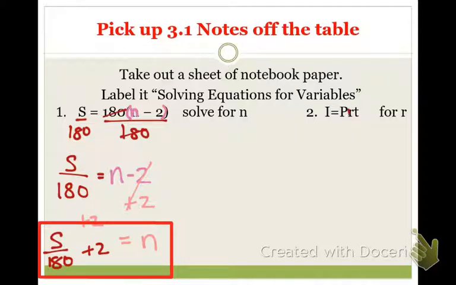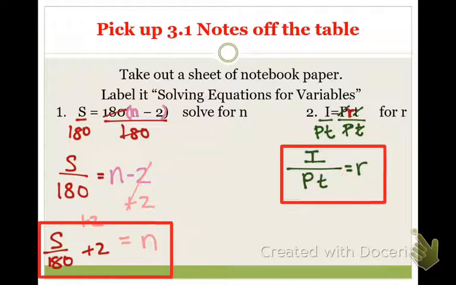What is happening to R on the right side? It's being multiplied by P and T. All right, so what's the opposite of multiplying by P and T? Dividing by P and T. So on the left, it looks like I divided by P, T, and on the right, all we have left is R.